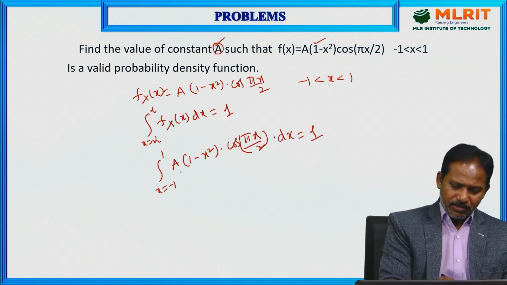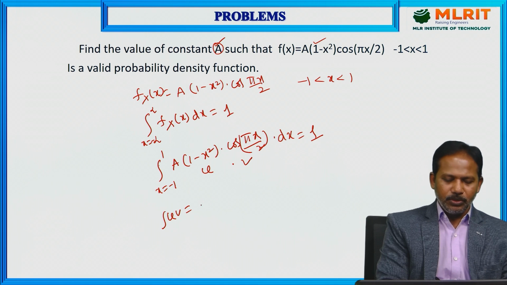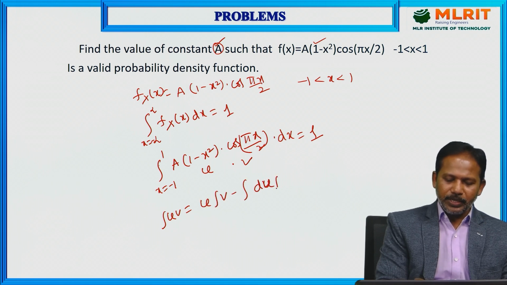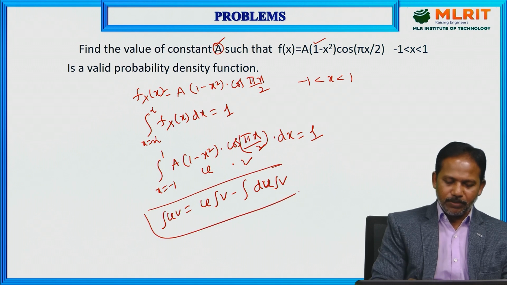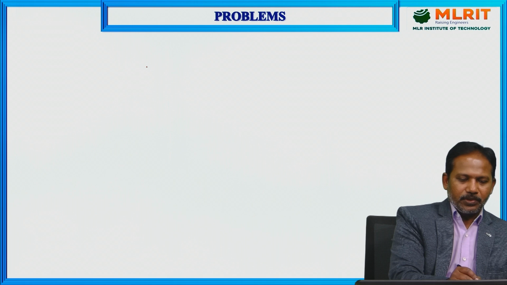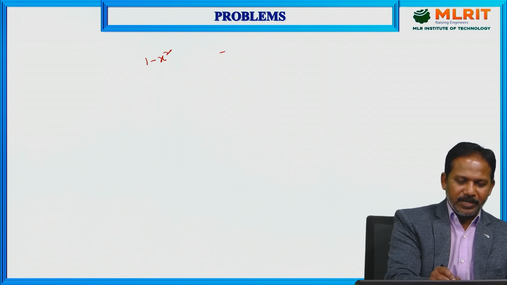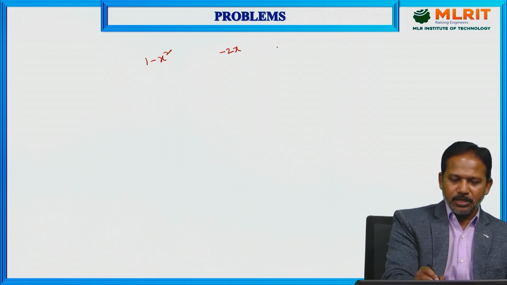See here, assume this is the u, this is the v. We know already the integral of uv is equal to u into the integral of v minus the integral of du into the integral of v. I need to use this formula. So now, 1 minus x square will be taken as u, and find the differentiation for this: 1 gives 0, and minus x square gives minus 2x, and the differentiation of minus 2x is minus 2.